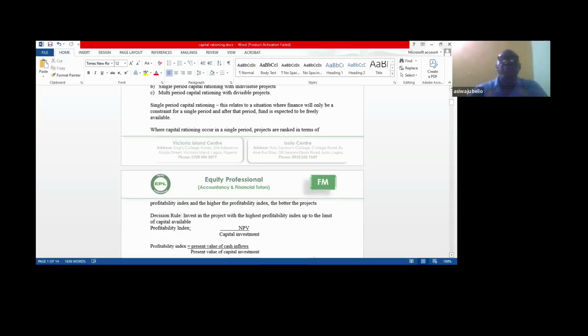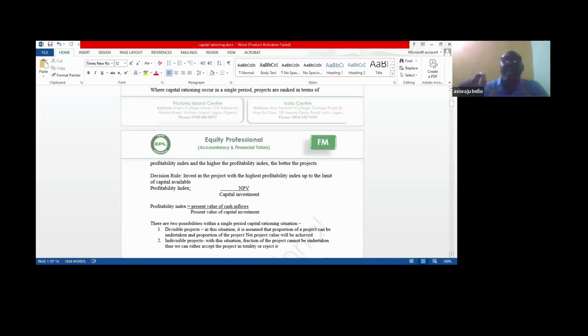Or you can use the present value of cash inflow divided by the present value of capital investment. Either method will give you the same decision. That is single period capital rationing.